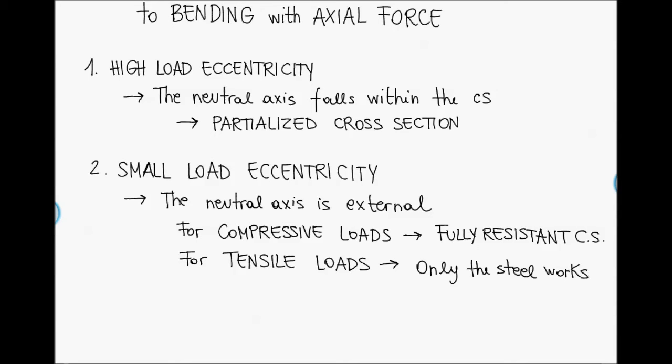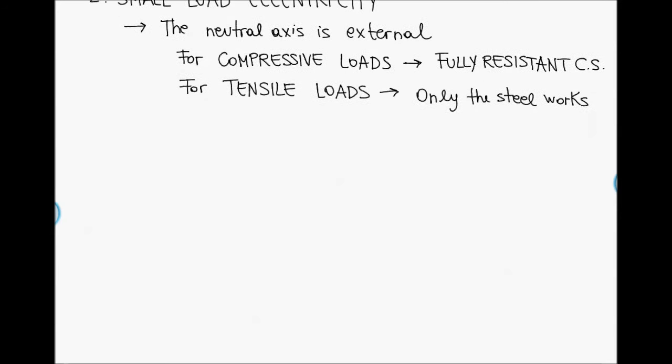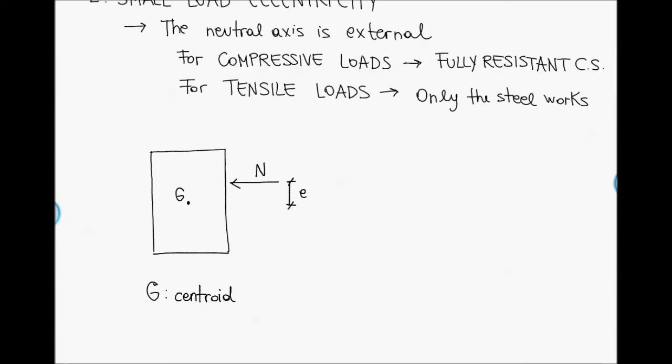So basically, this is the situation over our cross-section when we have an eccentric axial load. We have a rectangular cross-section, this is the centroid of the cross-section, and we have an external compressive load N applied with an eccentricity E. The action of this eccentric axial force is equal to the action of a centered axial force N plus a bending moment M, which is equal to N by E.